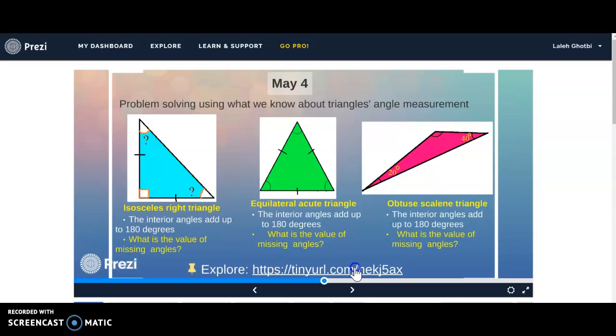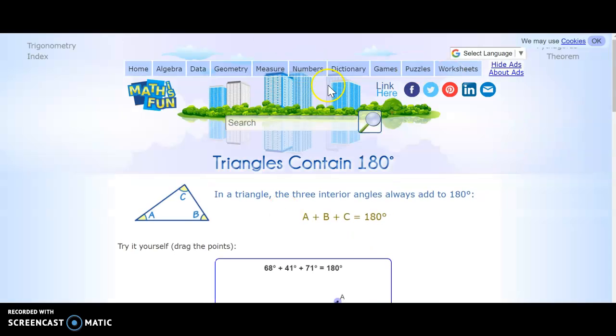You can practice on this link. This is part of the website you worked with before, and tomorrow we're going to work with equilaterals on that. But for this part of it, we're just focusing on the interior angles. In a triangle, the three interior angles always add to 180 degrees.